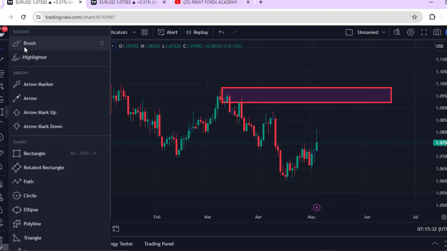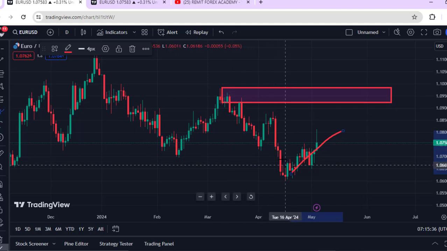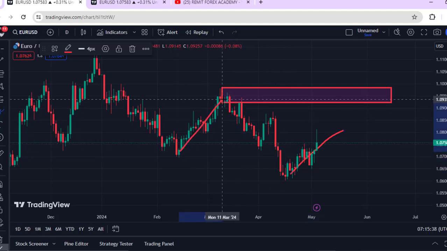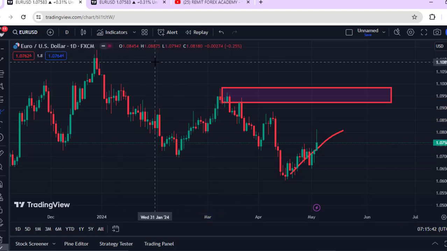Okay, so what we're seeing right here is a retracement of this very impulsive move to the downside, just like we see a retracement of this other impulsive move right here. So you have to understand that first.